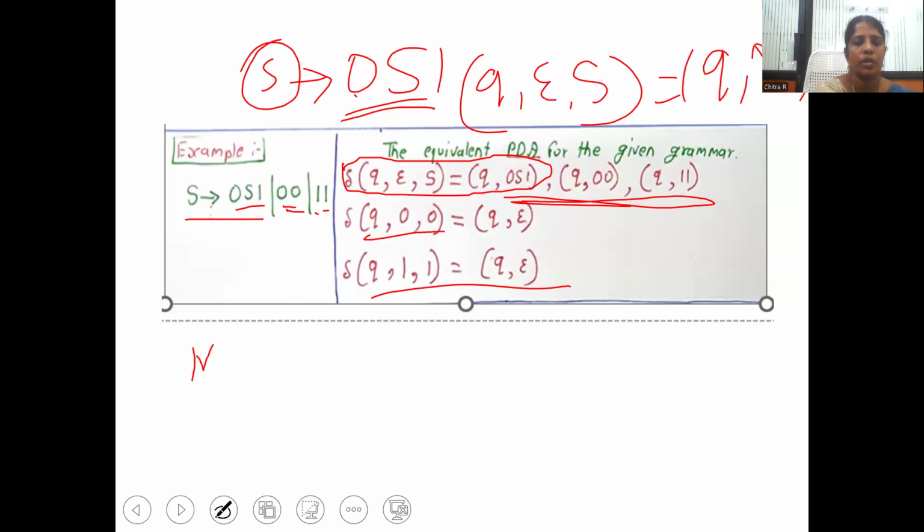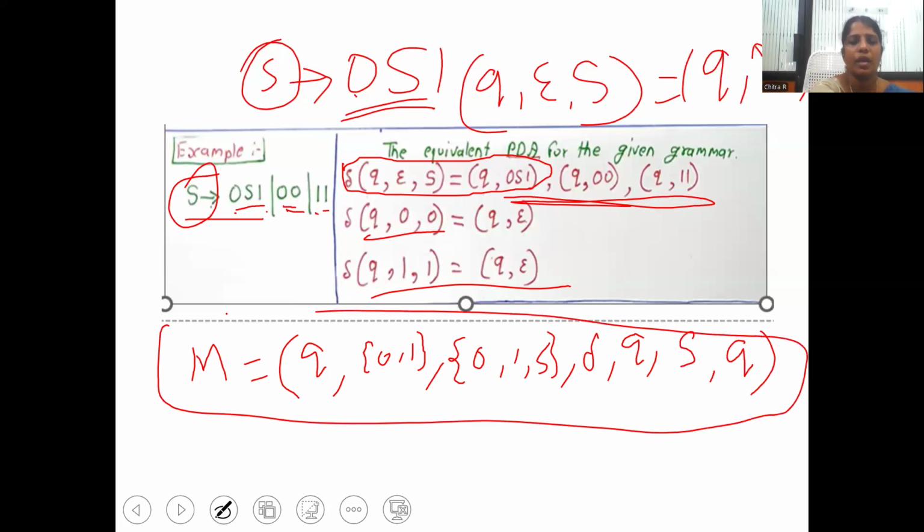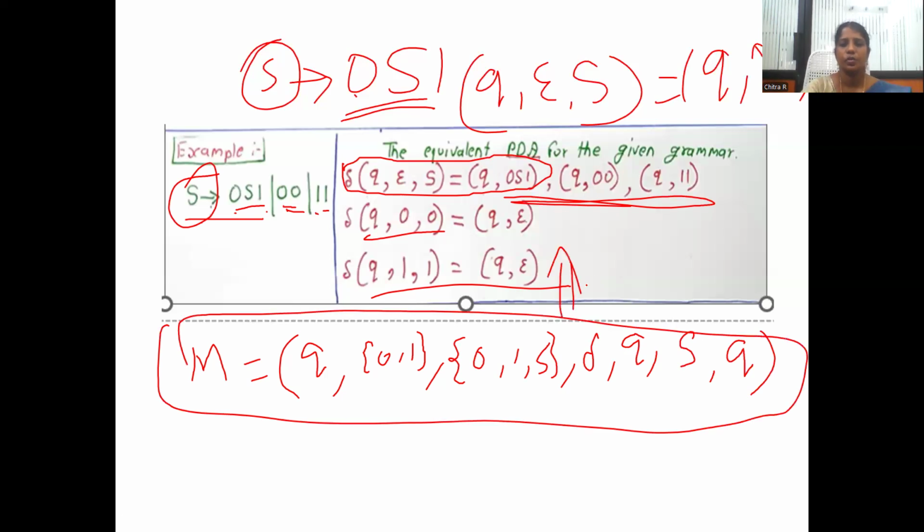Now I can write the pushdown automaton M = (Q, Σ, Γ, δ, q0, Z, F). What are the states here? Q. What are the input symbols? 0 and 1, right? So I can write {0, 1} as the input symbols. What are the stack symbols, the variables as well as terminals? The terminals are 0, 1 and the variable is S. So I can write the stack symbols as {0, 1, S}, and then the transition function. Then q0 is here. Q is the initial state as well as the final state. And what is the top of the stack? The starting symbol S is the top of the stack. Final state is also Q. So this is the required pushdown automaton, and these are the transitions of the pushdown automaton.